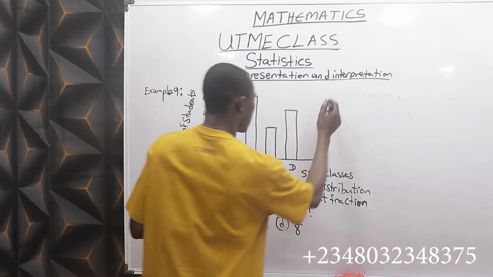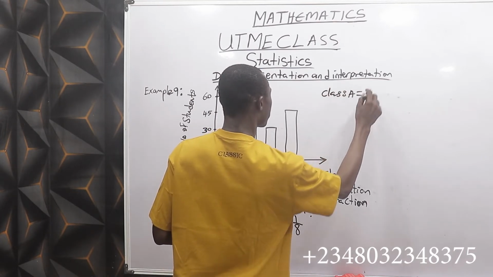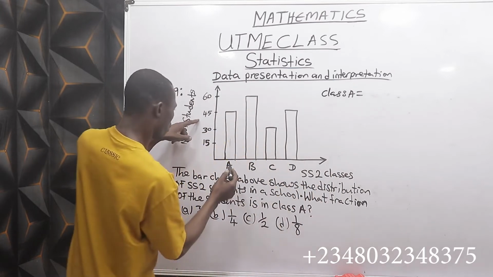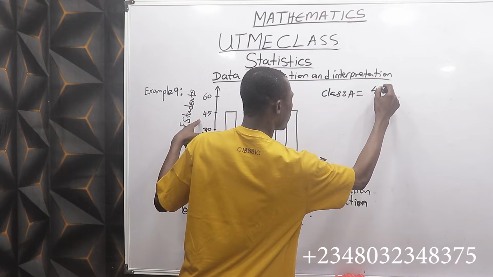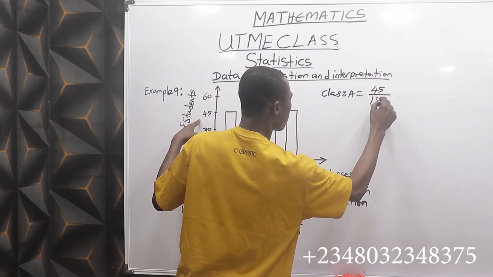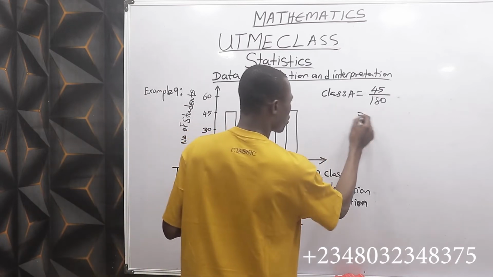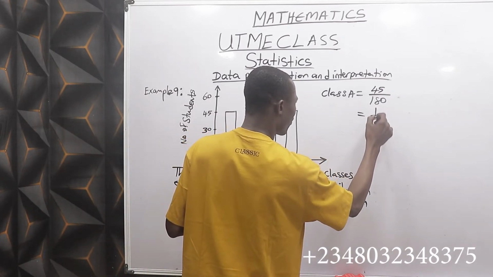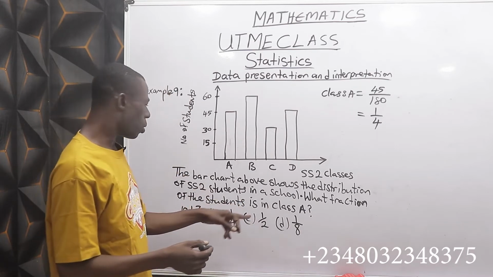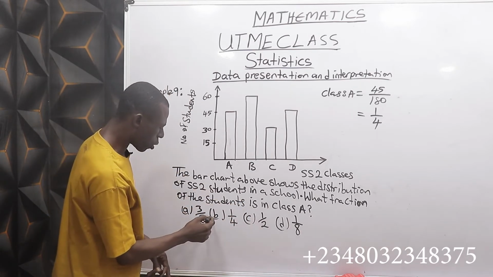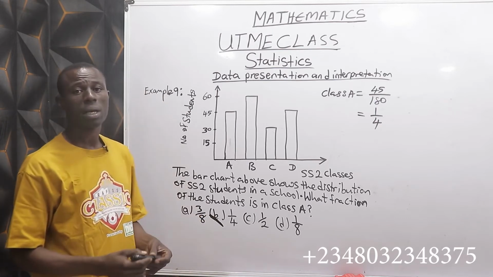You see, class A, 45 students are in class A, all over the total number of students in SS2. That will give us 1 over 4. So the fraction is 1 over 4, which tallies with option B. Option B is the correct answer.